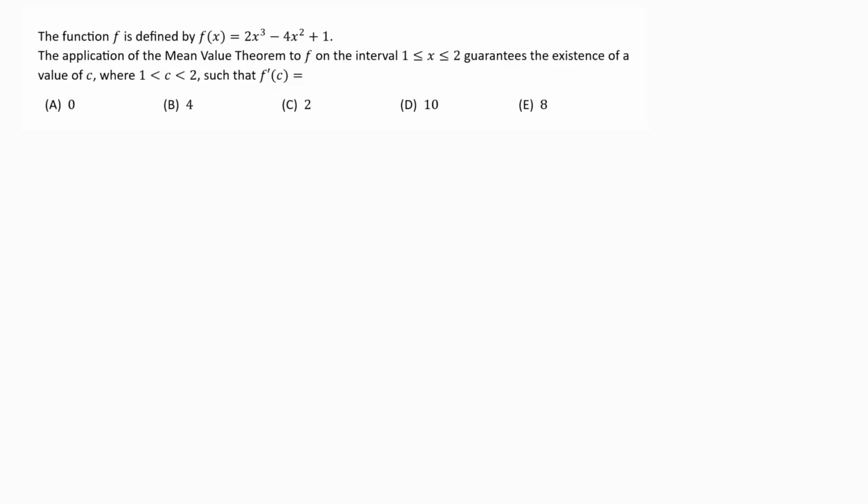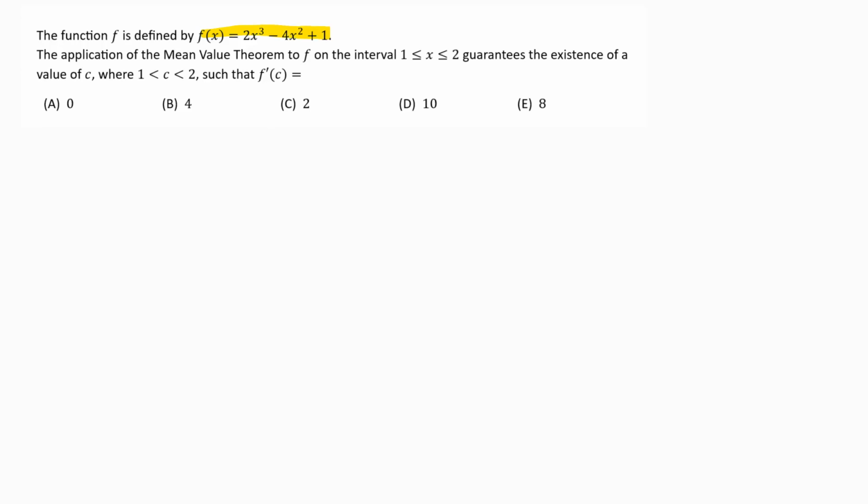This AP Calc question is starting us off with a function here. It's telling us that f of x is equal to 2x cubed minus 4x squared plus 1. And then they're telling us that the mean value theorem applied to f on this interval 1 to 2 guarantees us the existence of a value c such that f prime of c equals something.